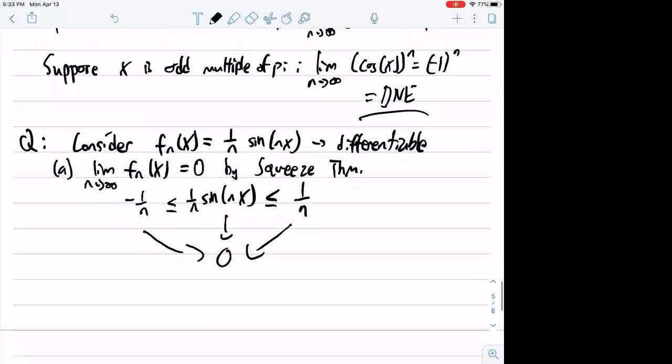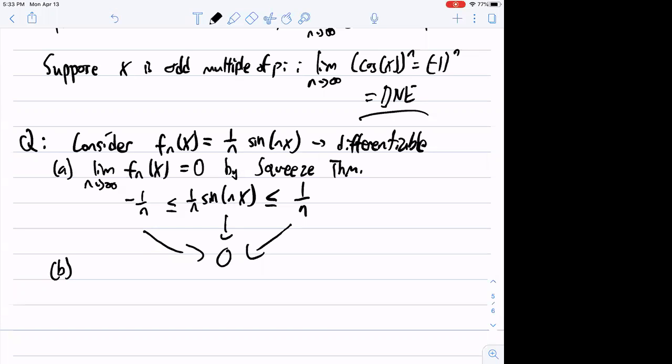And certainly each of these is continuous, right? When n is 1, it is sine of x. When n is 2, it is 1/2 sine of 2x. But it's certainly continuous, each term. Now, what is this?